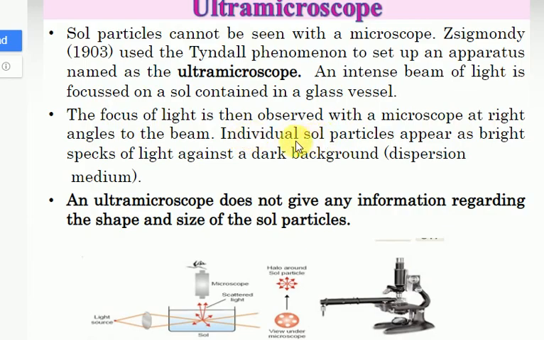Individual solid particles appear as bright specks of light against a dark background. That's the reason, by rotating the focal length, you can see the particles. When our light comes here, the light scatters on the particles and they give some color. Because of that only, you can see the particles very clearly. An ultramicroscope does not give any information regarding the shape and size of the solid particles. This is very important. It only shows that the particles are there.